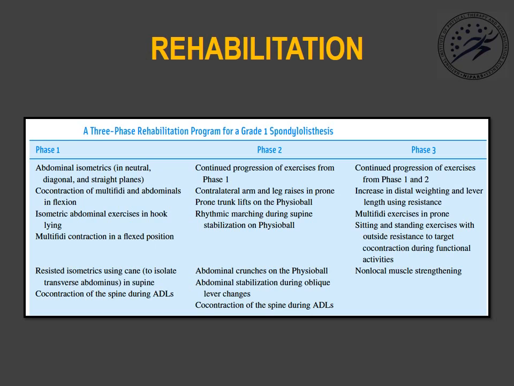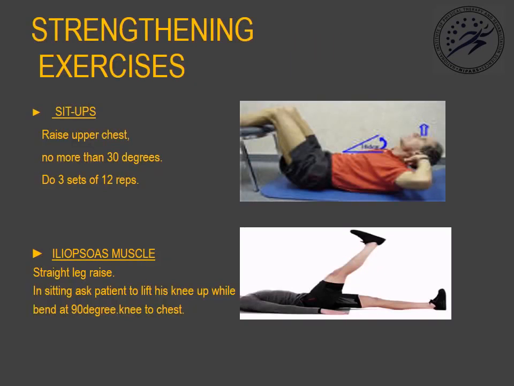It is divided into phase 1, phase 2 and phase 3. Other exercise regimes are discussed further. Let's talk about other regimes of exercises. Strengthening exercises will improve the range of motion of the back, abdomen and legs, and help relieve pain caused by spondylolisthesis.